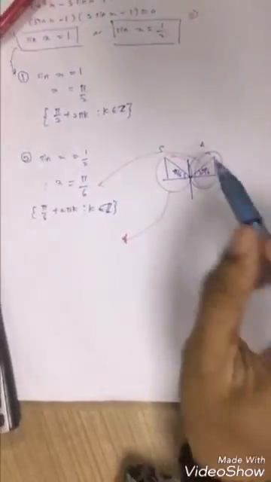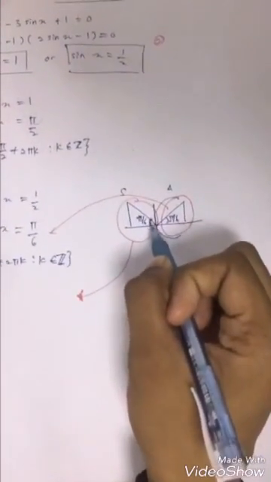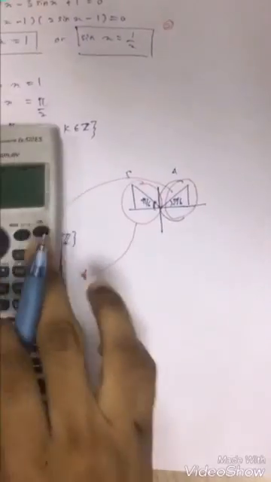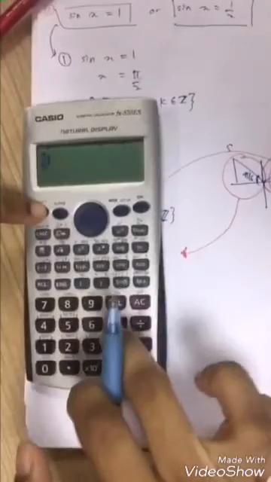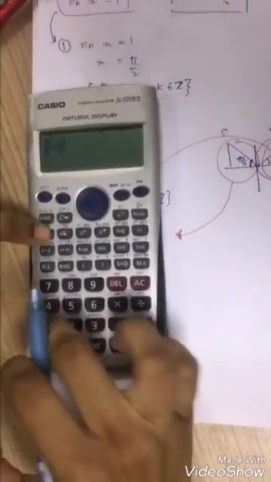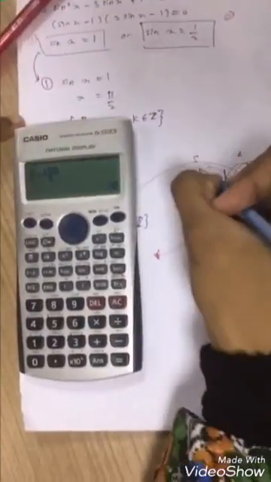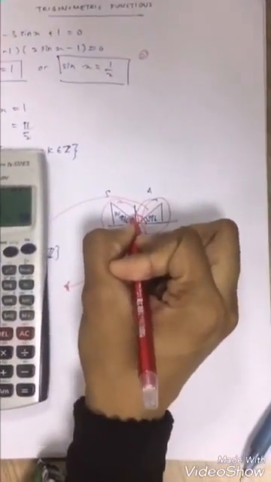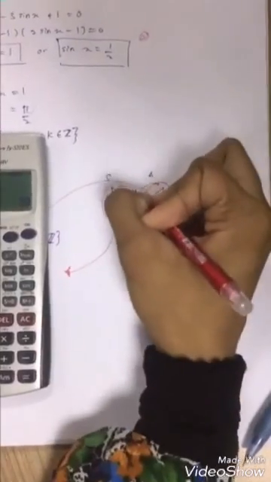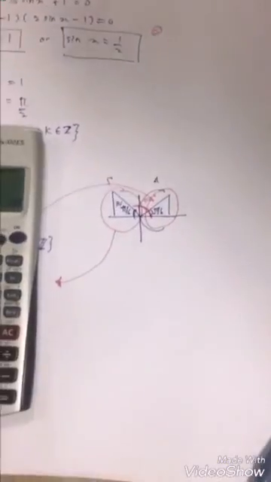Okay, how do you want to find the angle of this side? Okay, pi over 6. You can find it by pi over 6 times 100 over pi. So you get 30, which means 30 degrees here. So the balance here is 150 degrees.